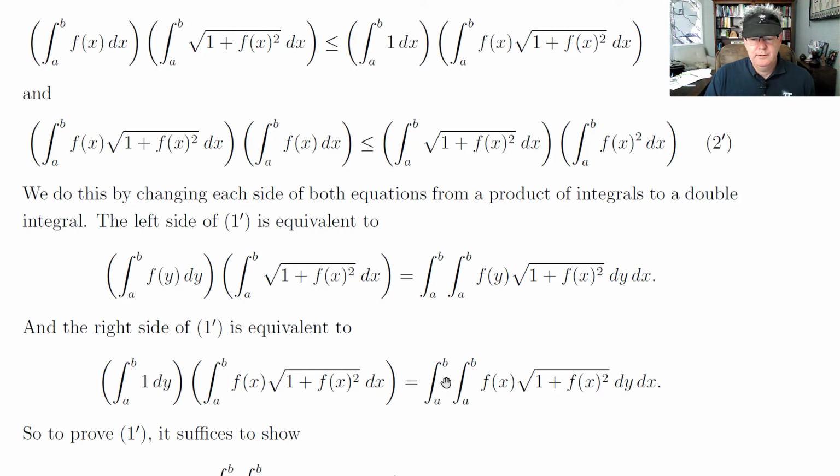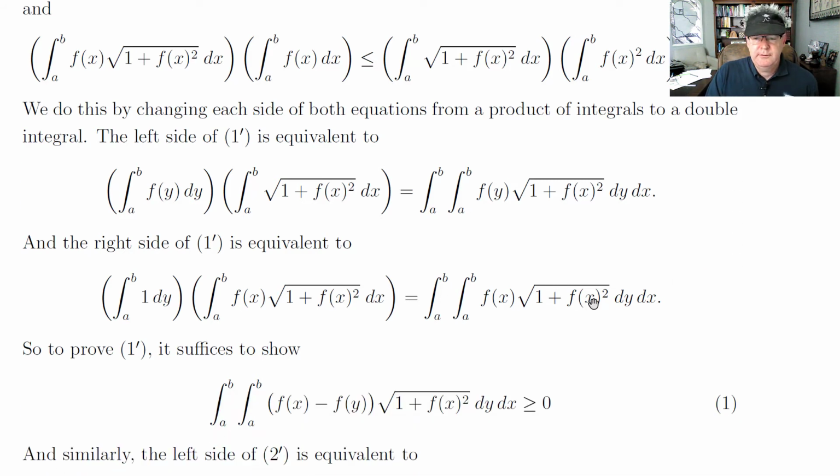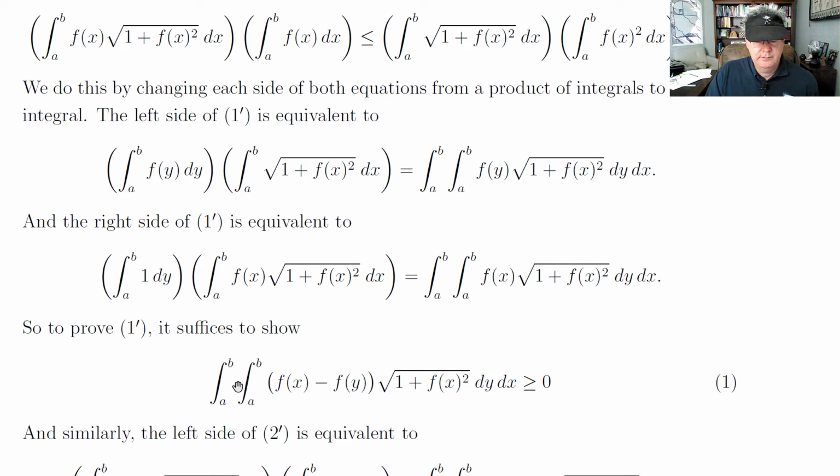Right, just the 1 is 1. And I want to show this is bigger than that. So if I subtract the two, it's this minus that has to be bigger than or equal to 0. But conveniently, they're that same square root, they have the same domain. So I can turn it into a single double integral, f of x minus f of y times this square root, has to be bigger than or equal to 0 over ab.